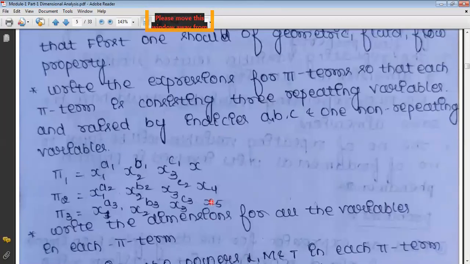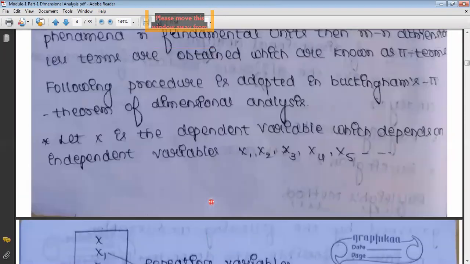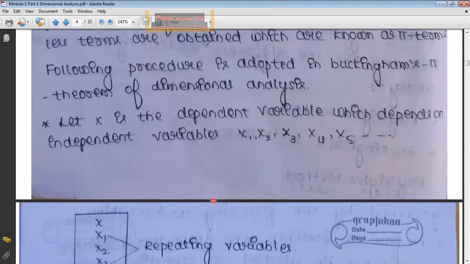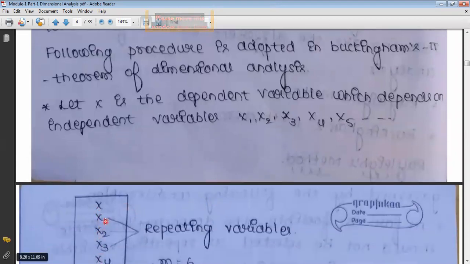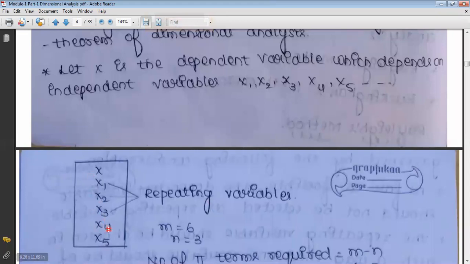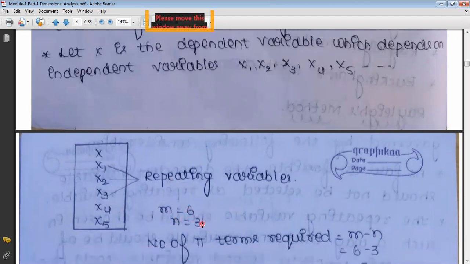So I repeat once again, in Buckingham's pi theorem, you write down all the variables one after the other like this. Then you have to count the number of variables, that is m is equal to the number of variables, n is equal to the number of fundamental units. You subtract n from m, you will get the number of pi terms. After getting the number of pi terms, you have to select the repeating variables.